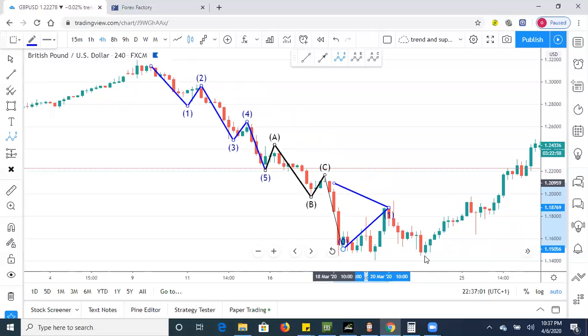Then it turned down. Your first take profit will be 0.0, right? Then what did price do? Price broke 0.1.